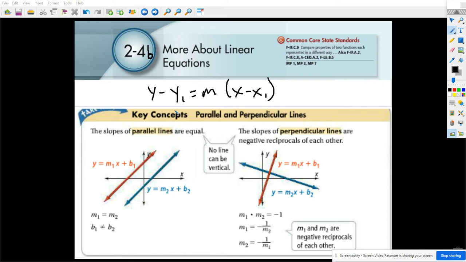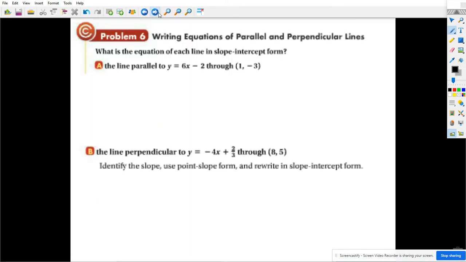Parallel lines have the same slope. Perpendicular lines have what are called opposite reciprocal slopes. Okay, opposite and reciprocal slopes. Okay, so let's take a look at a couple of examples here.